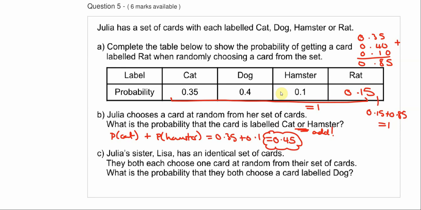Julia's sister has an identical set of cards. They both each choose one card at random. What they mean by this is they have the exact same probabilities up here. What's the probability that they both choose the card labelled dog? So we might want to draw a tree diagram here.